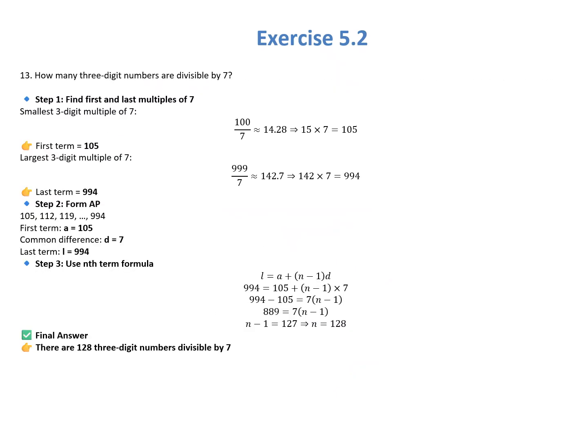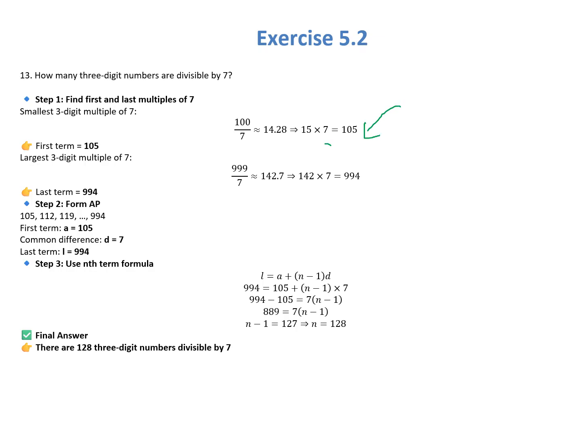Okay. Now we have another question. The question is: how many three-digit numbers are divisible by 7? So how do we solve it? First we have to find the first and the last multiple of 7. For the smallest three-digit multiple of 7, let's assume we have 100 as the smallest three-digit number. We'll divide by 7, so we get 14.28. So we take it as the next whole number, 15. 15 multiplied by 7 is 105. So 105 is the first three-digit number which is divisible by 7.